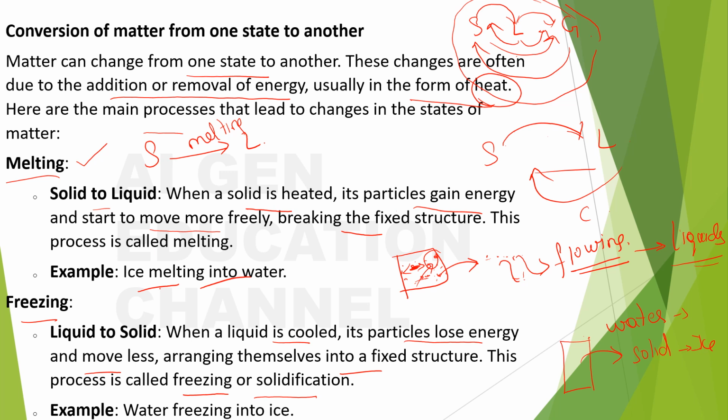So what happens when a liquid is cooled? Its particles lose energy and move less. Only one thing you have to remember, the standard thing: when heat is given, the particles become more active. When the heat is taken off, if you put the liquid into the refrigerator, it gets cooled, so the particles lose energy and move less, and they arrange themselves into a fixed structure. This process is called freezing or solidification, and the example is water freezing into ice.